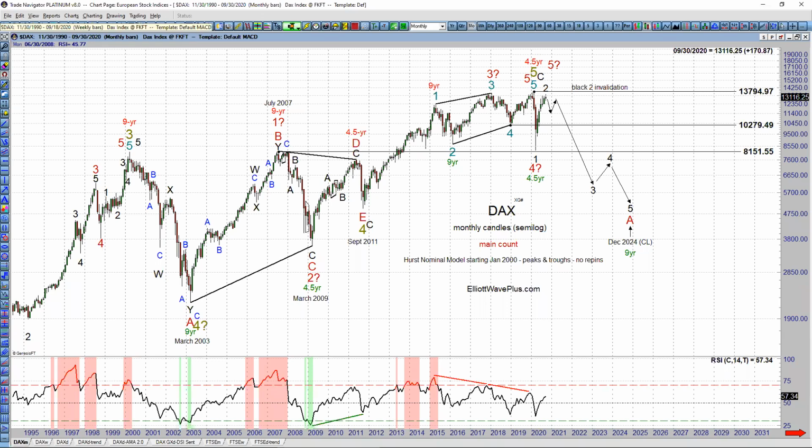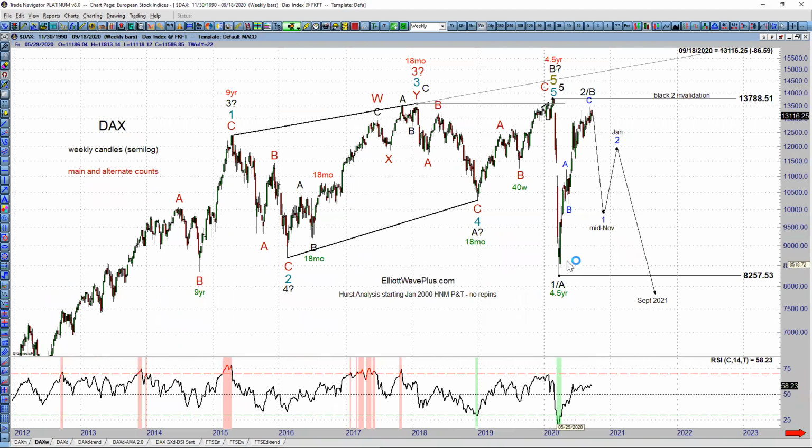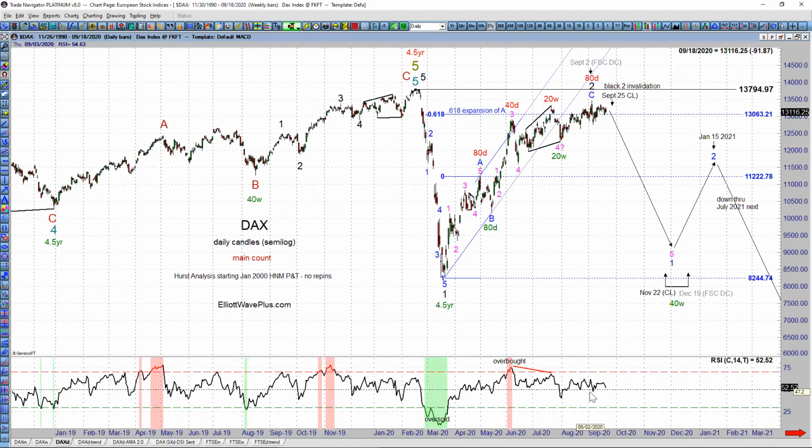German DAX bearish, 1, 2, or an A, B, either one. Bearish here. You can see the MACDs have been holding up. I think that the break direction will be to the downside here. Diverging all the way through this high in early September. And even though it's managed to stay up, I think that it is just about to break.